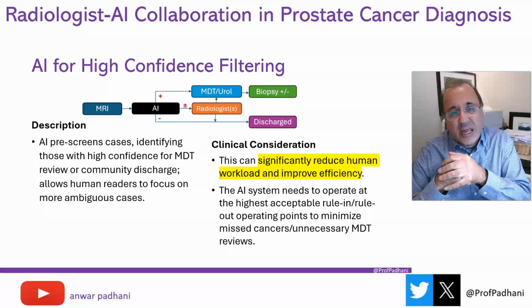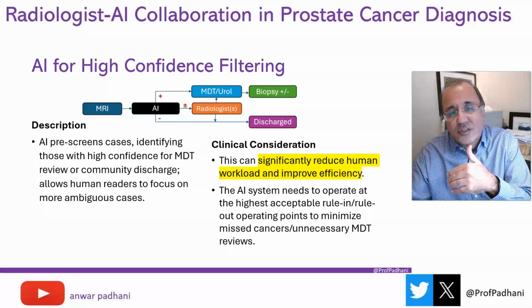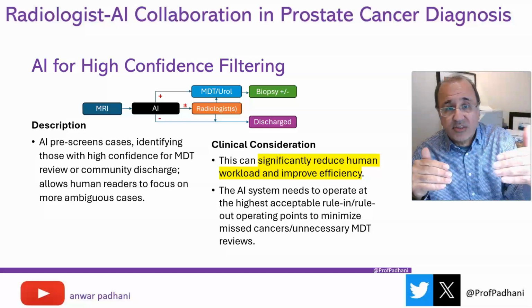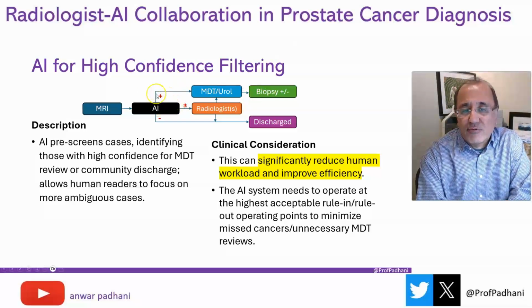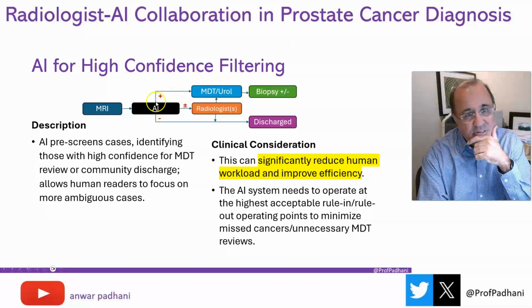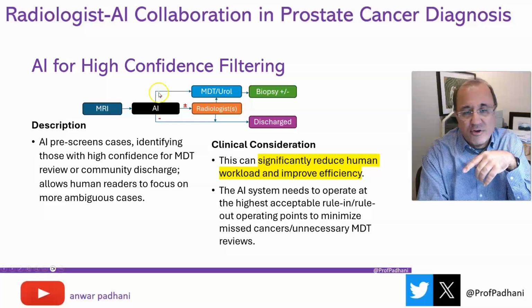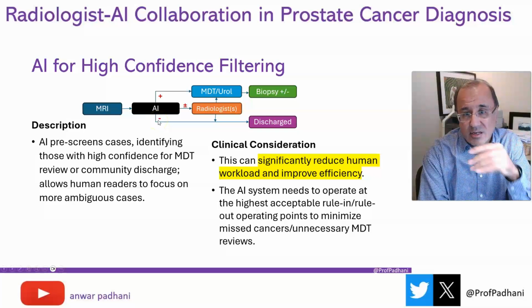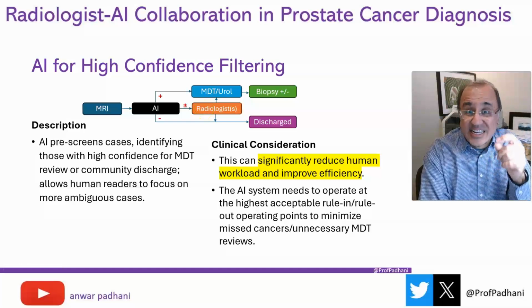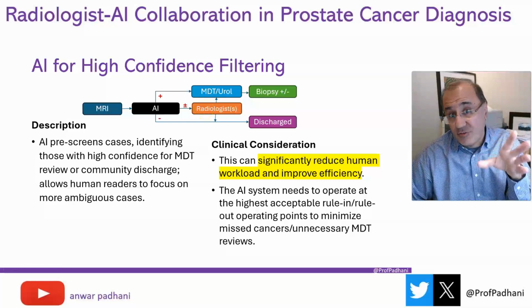The last way we can use an AI is as a high confidence filtering system. Confidence in positive cases and confidence in negative cases. So if the AI is very confident that the patient has a cancer, that goes directly to the urological MDT for a biopsy decision. If the AI is very confident that there is nothing there, the patient can be discharged, as in the previous scenario, and the radiologist with the AI then determines the indeterminate cases. Now, of course, this can significantly reduce workload and improve efficiency.